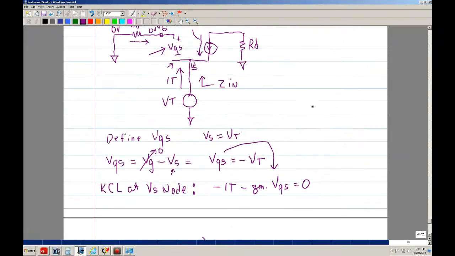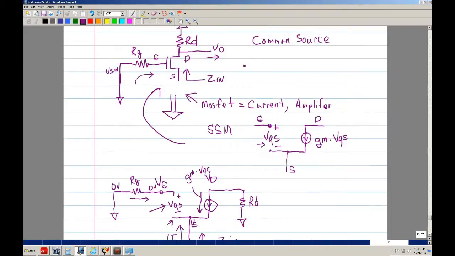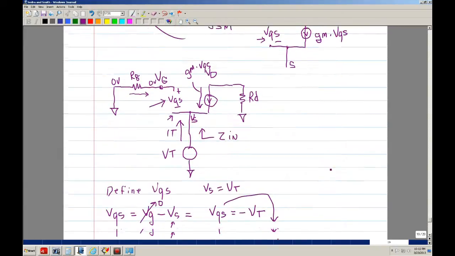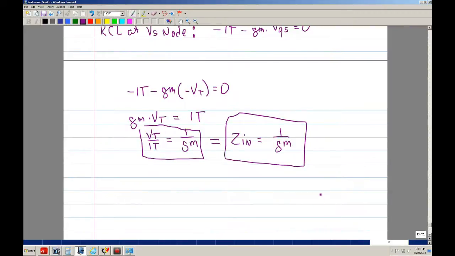So basically, if you go in here, anytime you look into the source, you should automatically think that it's 1 over GM. And that's it. Okay. So let's try a different topology.